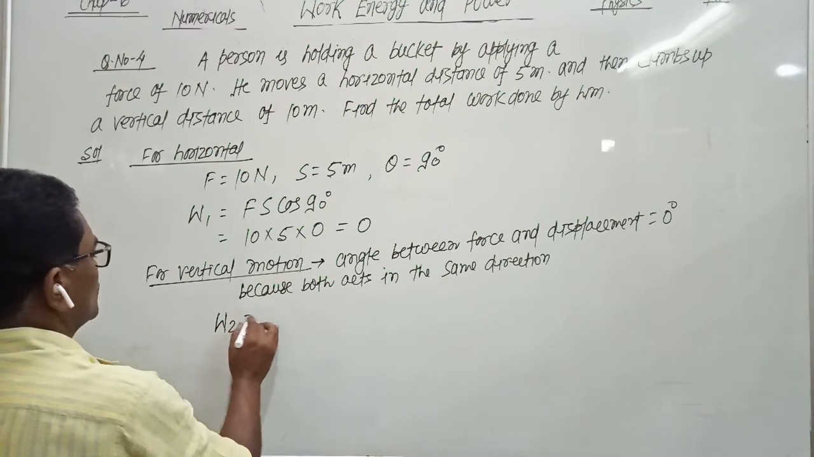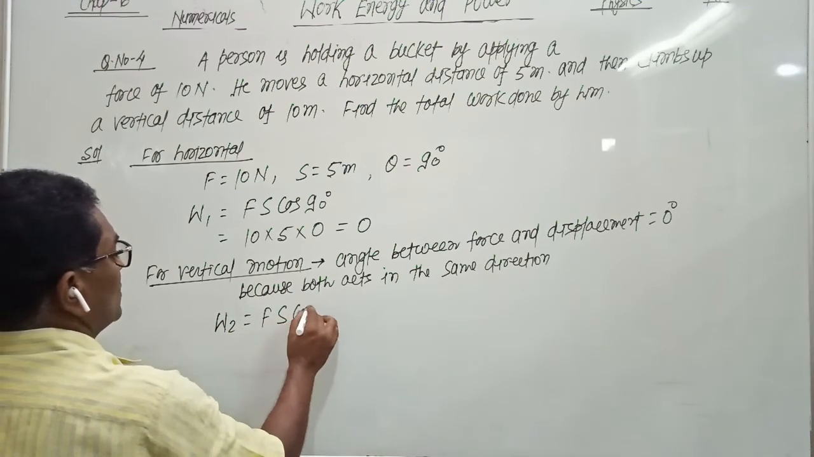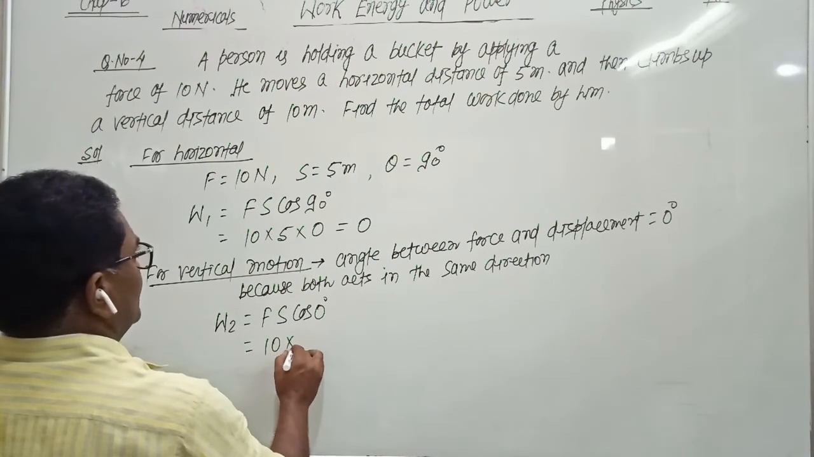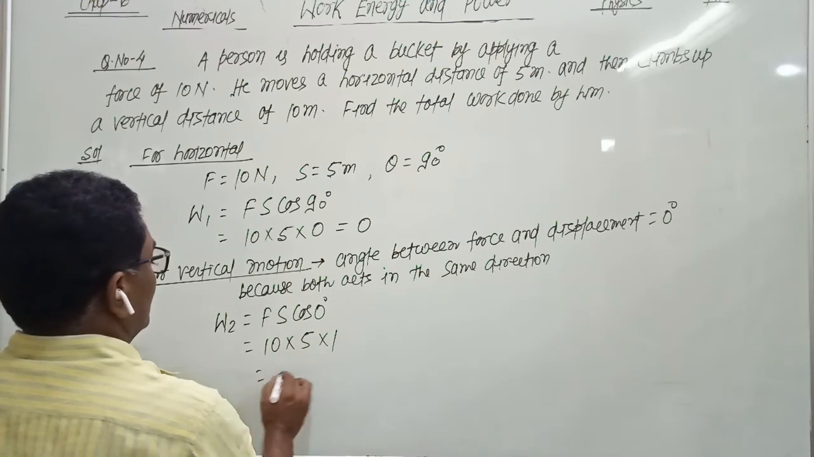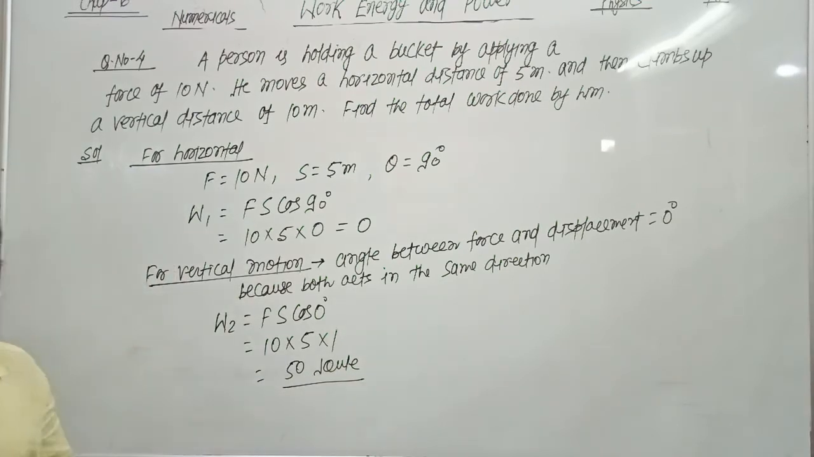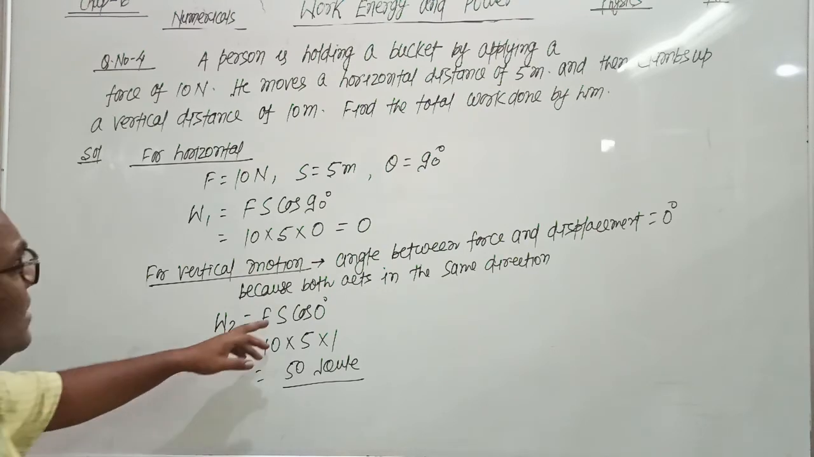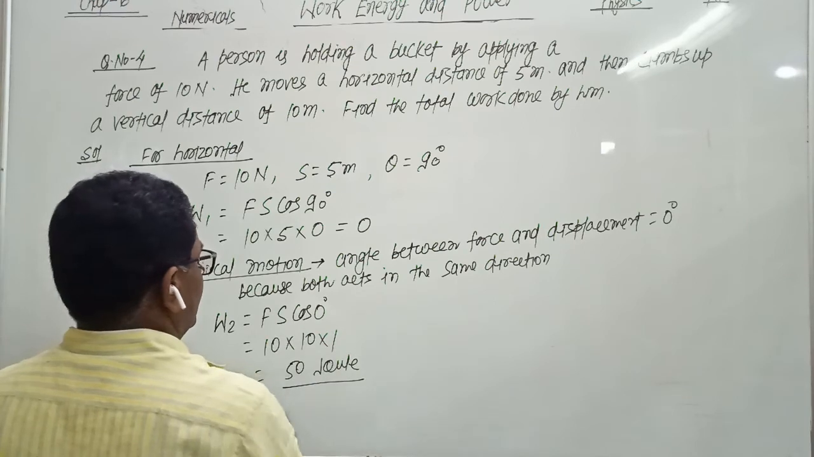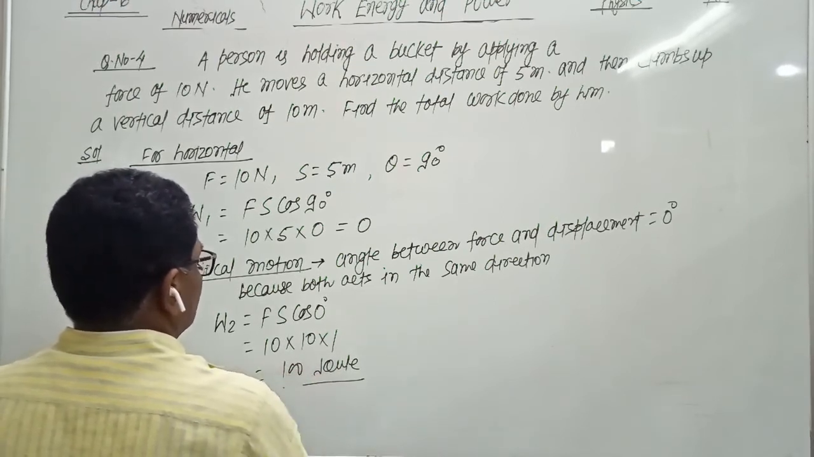And work done W2 equals F S cos theta. The value of theta is 0 degree. So F S cos 0 degree. The value of force is 10, cos 0 is 1. He climbs a distance of 10 meter, so displacement is 10 meter and the work done is 100 joule.